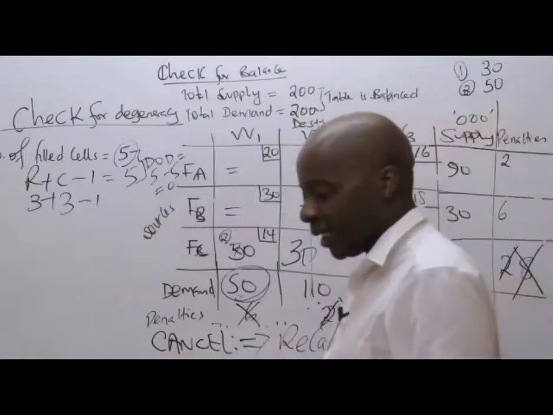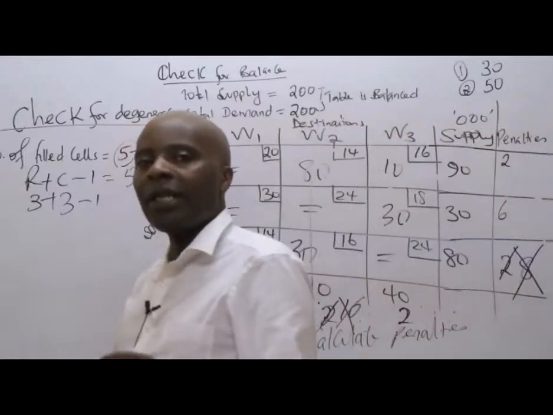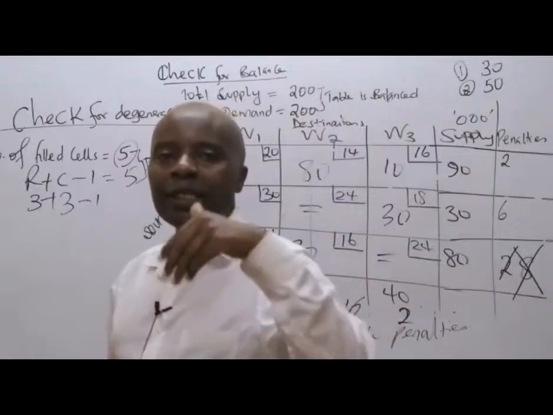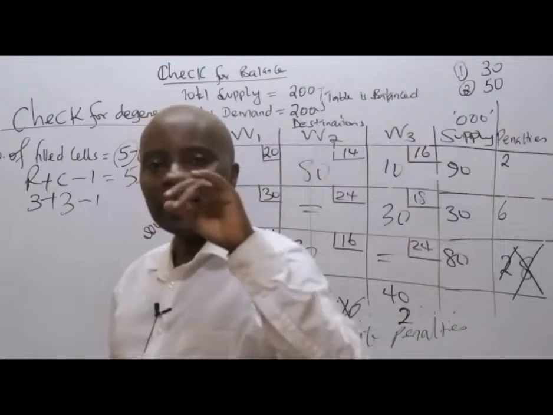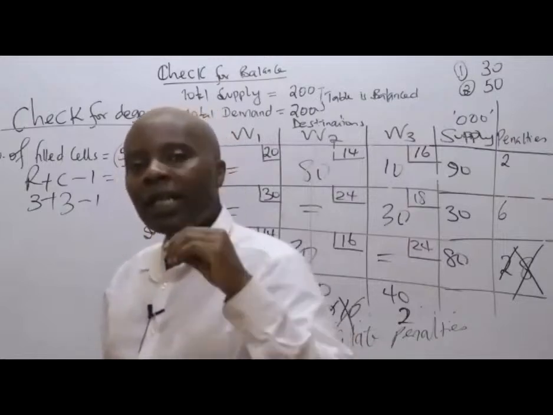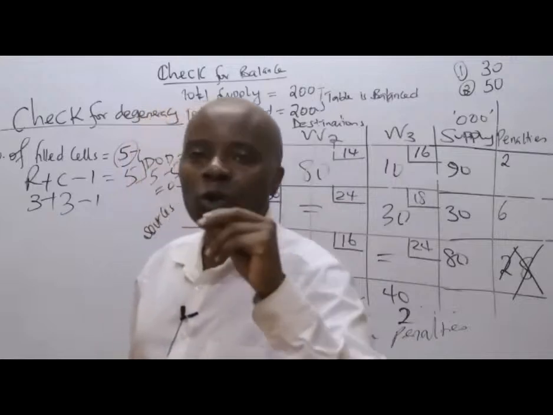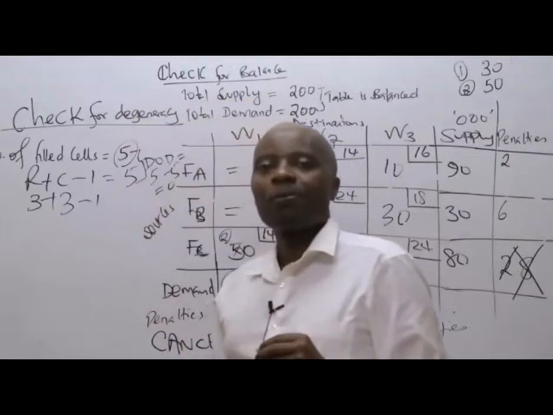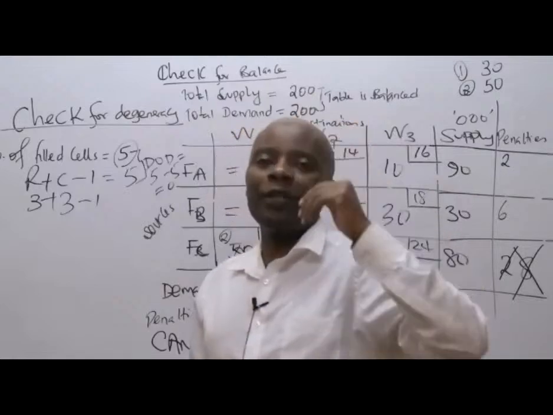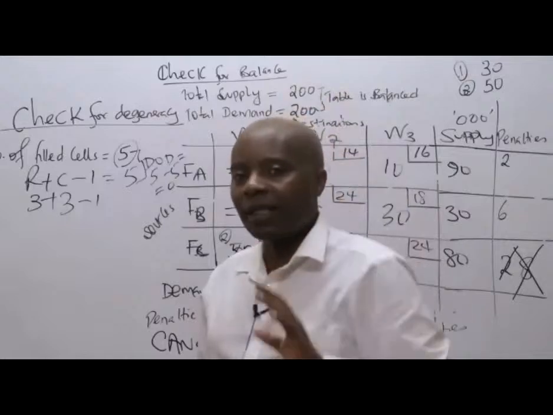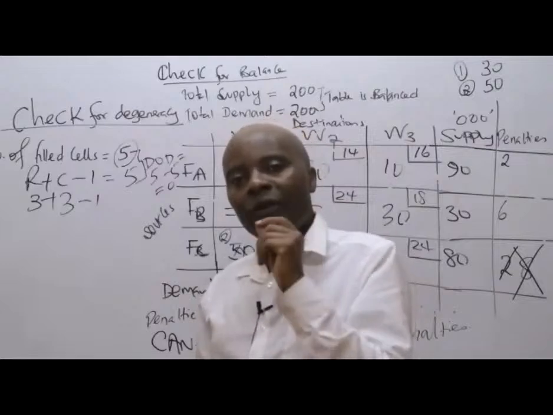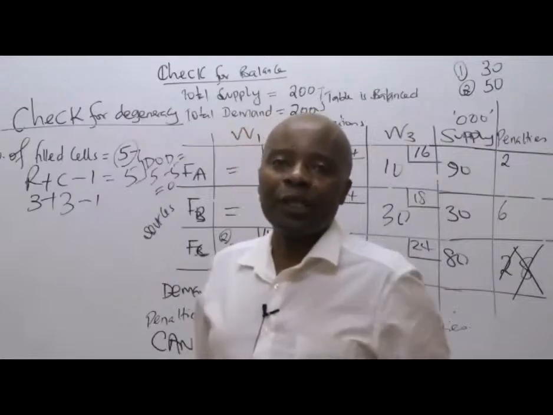Ladies and gentlemen, listen. Degeneracy is not a good thing. Any table that is degenerate, it means that that table doesn't have a solution. If you get any table that has some degree of degeneracy, even if it's 1, 2, 3, doesn't matter, so long as a problem is degenerate, then we stop there. We can't continue.